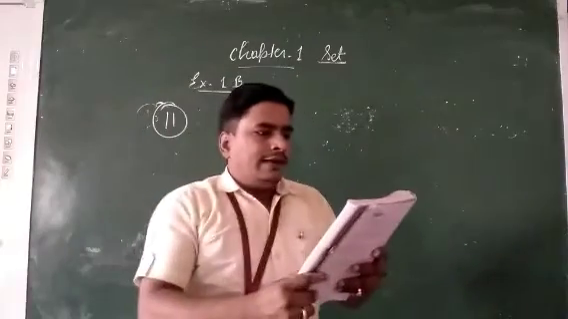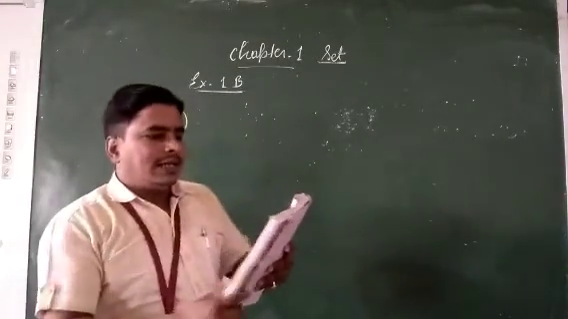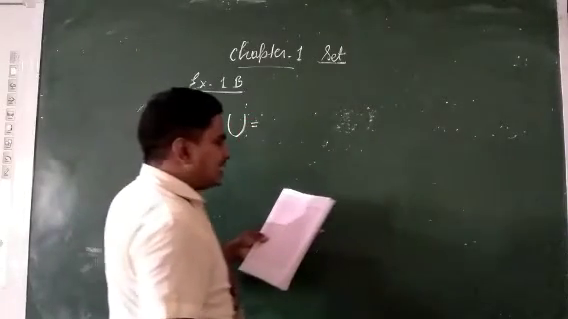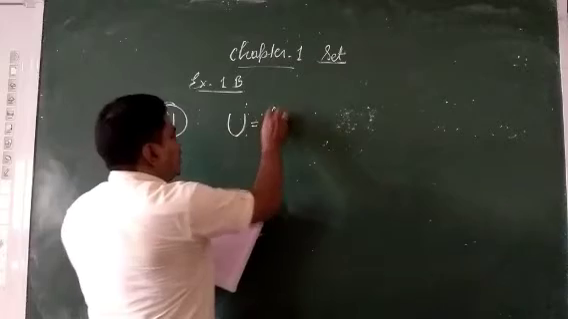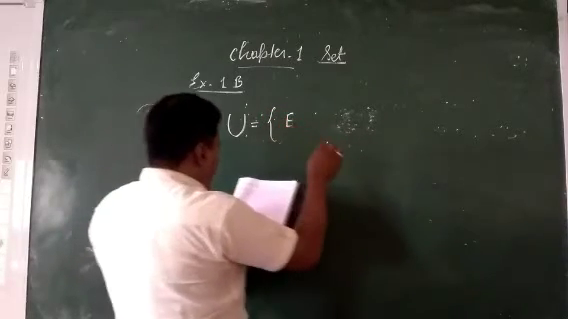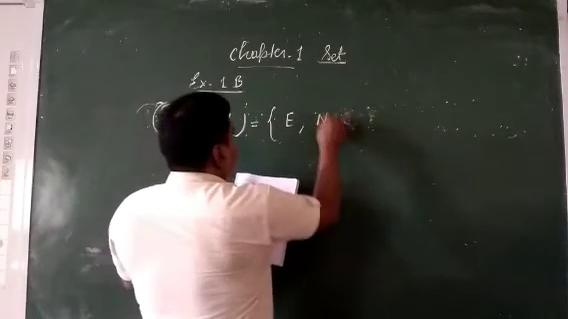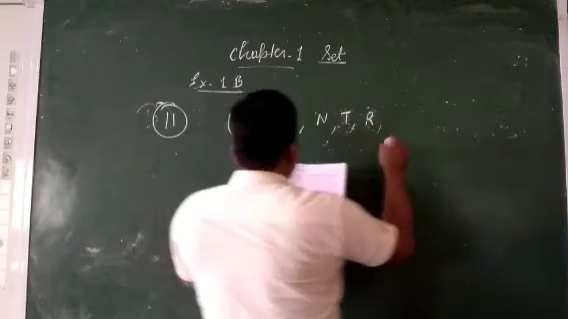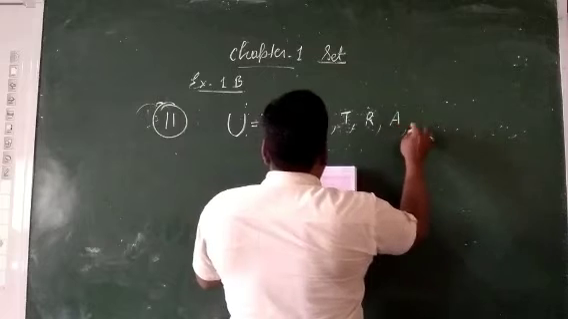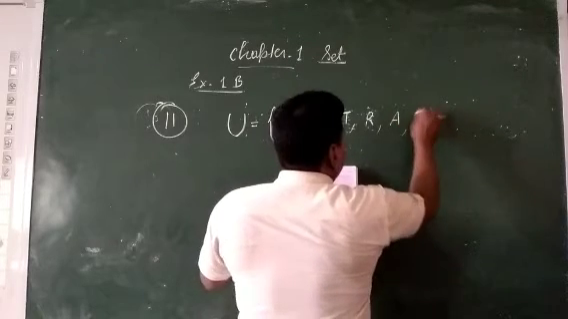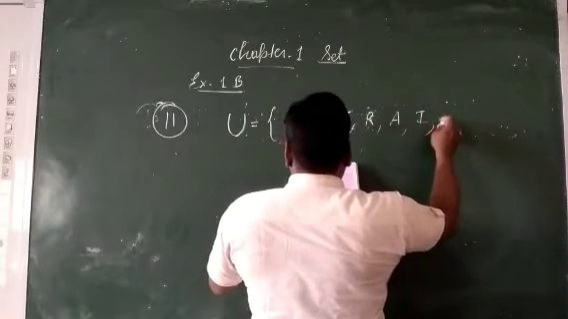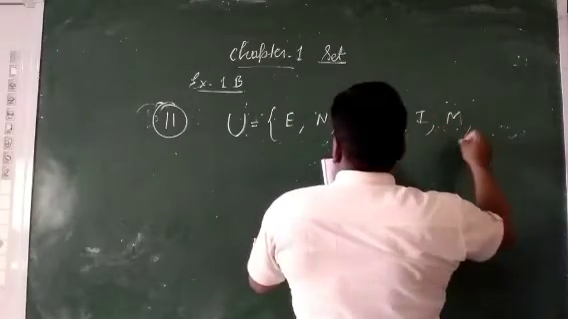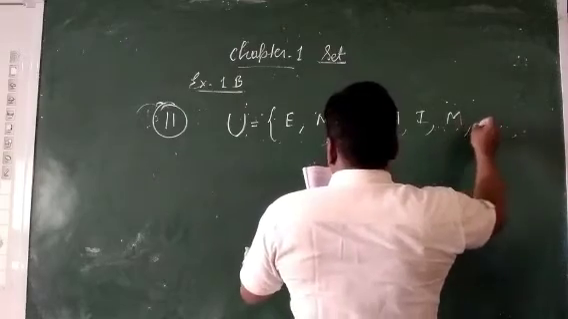Draw the Venn diagram for the set U. The universal set U is given, x such that x is the letter of the word entertainment. Entertainment. So here write E, N, T, E, R, T, A, I, N, M, E, N, T.